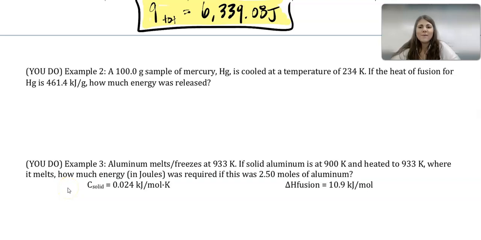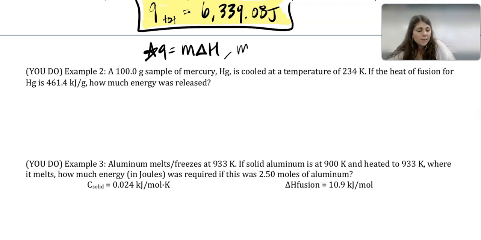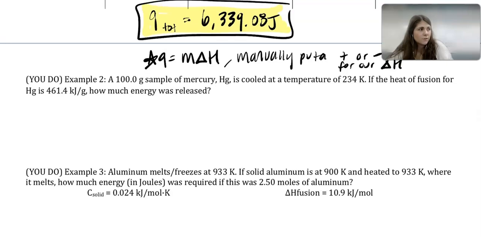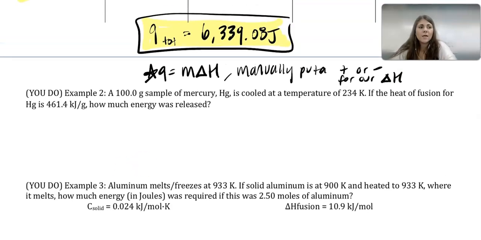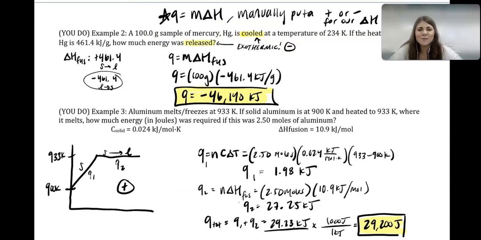All right, so I have example 2 and example 3, and I'm going to have you try to solve these yourself. I do want to note, as mentioned previously, when we use Q equals m delta H, we need to manually put a positive or negative for our delta H value. Okay, so why don't you try these problems yourself and pause the video? All right, let's go over these problems.